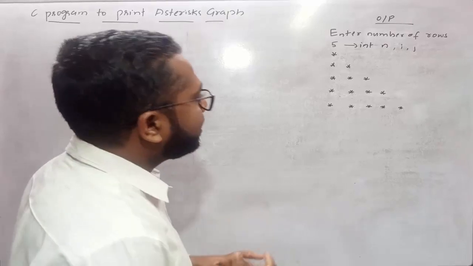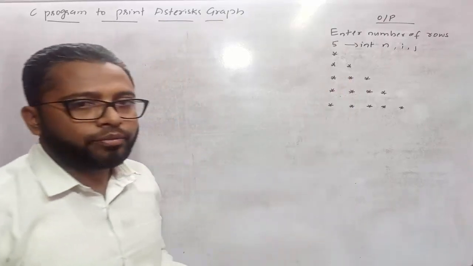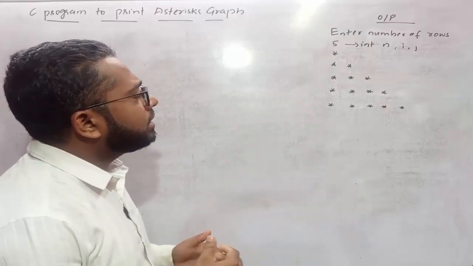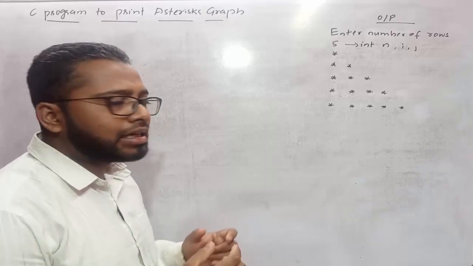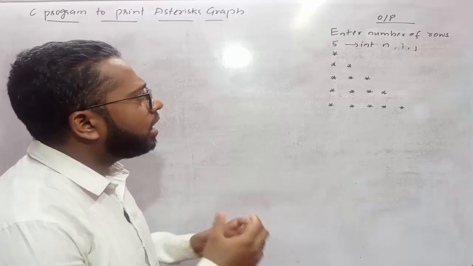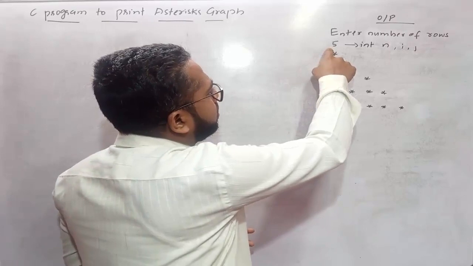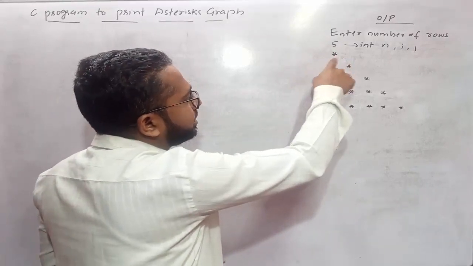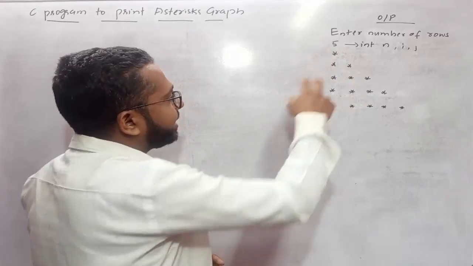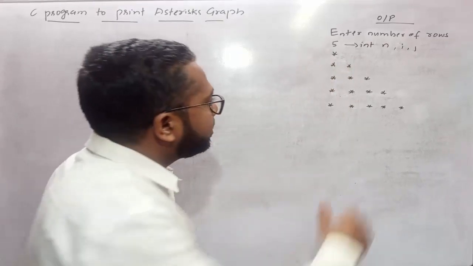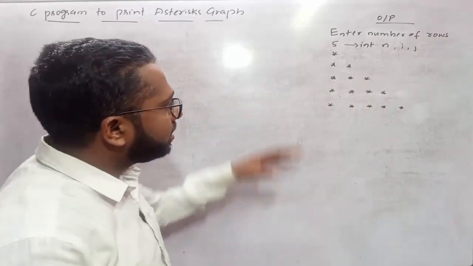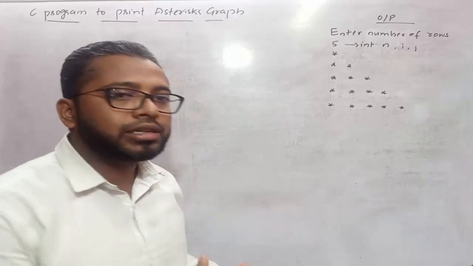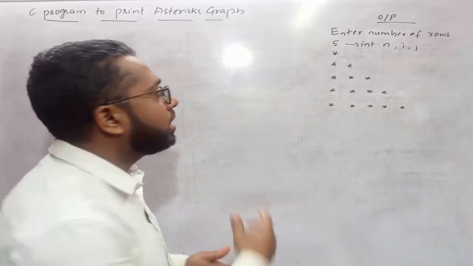Now how can we print this asterisk graph? If you closely look at the output, you can determine that a specific task is getting performed again and again until a specific number or limit is reached. First time, one asterisk is getting printed. Second time two asterisks are getting printed. Then third time three asterisks, then four, and then five.